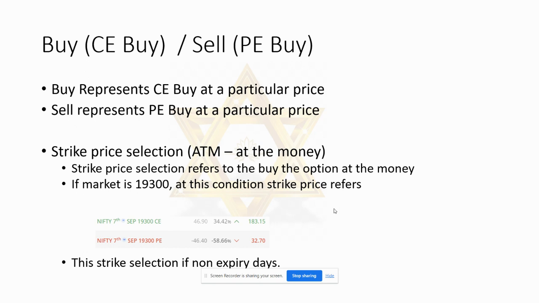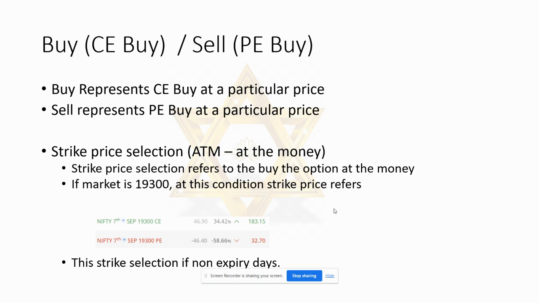Meaning, if the market is trading at 19,300, I need to select the immediate, weekly expiry which has the number 19,300, CE or PE depending on whether you are going to buy or sell. If I say 19,300 buy, for the weekly expiry of September 7th, you need to select the strike price Nifty 7th September 19300 CE. Select this one, and whatever price it shows is the price of that option.